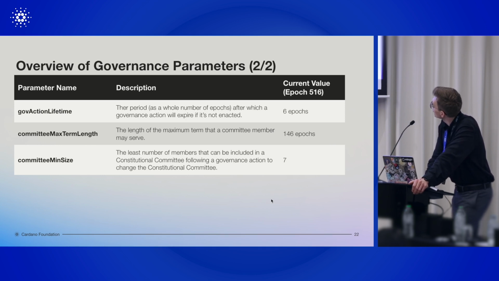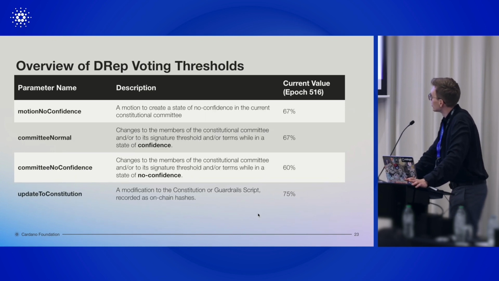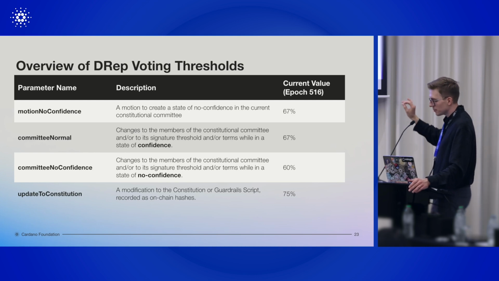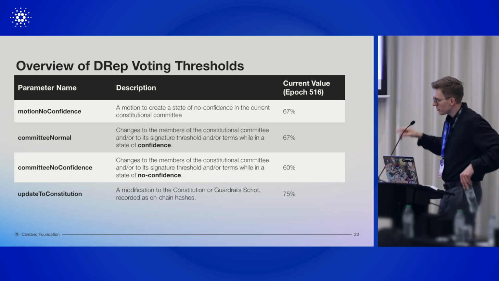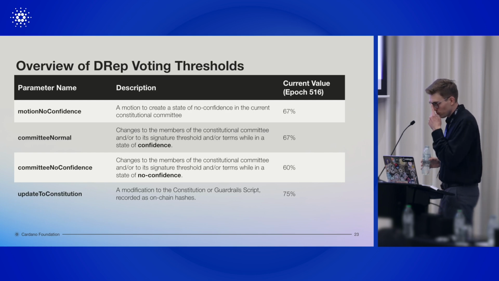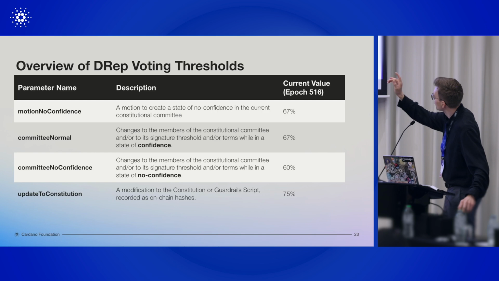And now, as promised, and yes, I'm bombarding you with tables today, but now let's look at the different voting thresholds. And as I said, DReps have specific thresholds for all the different governance action types that they can vote on, and DReps can vote on every governance action, so there's a threshold for every governance action type. So the first one is the motion of no confidence.